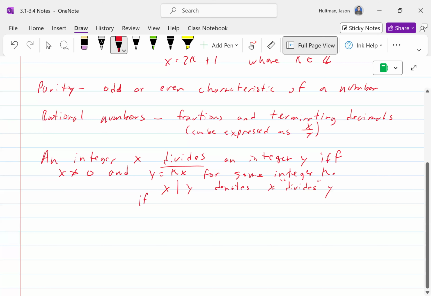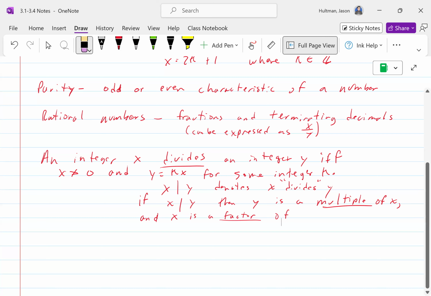If x divides y, then y is a multiple of x, and x is a factor or divisor of y.